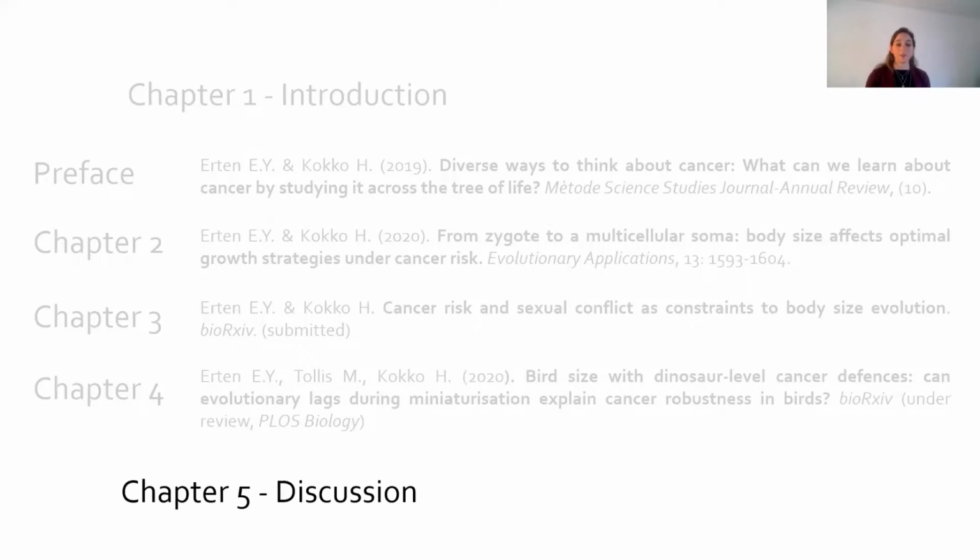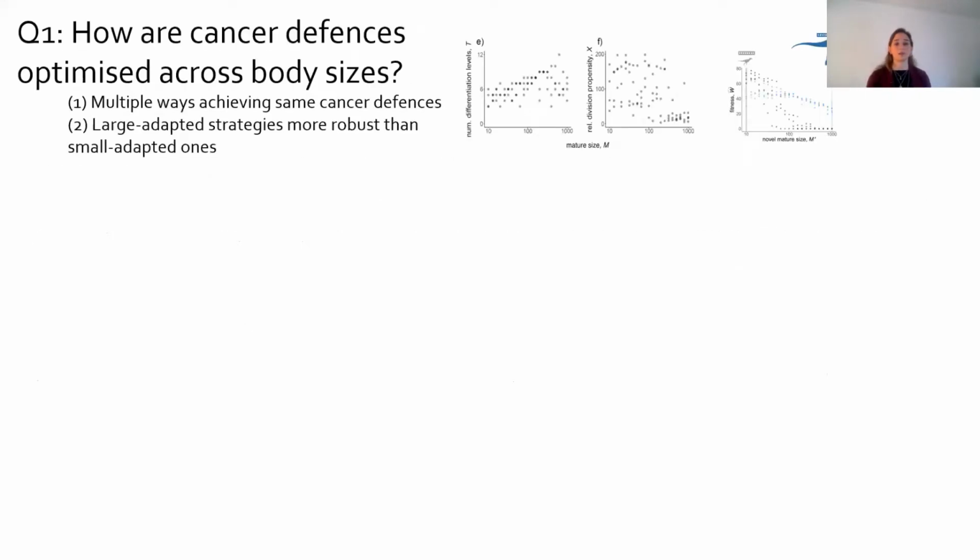So with that, I will start my discussion. Before that, I want to recap what I've shown through this presentation. First of all, we asked how are cancer defenses optimized across body sizes, and showed that there are multiple ways of achieving similar cancer defenses, and large adaptive strategies might be more robust than small adapted ones.